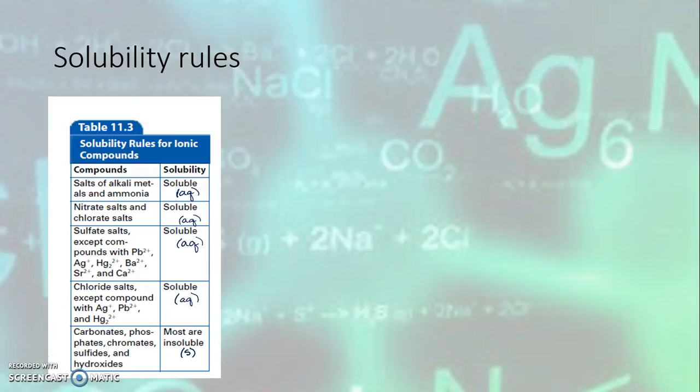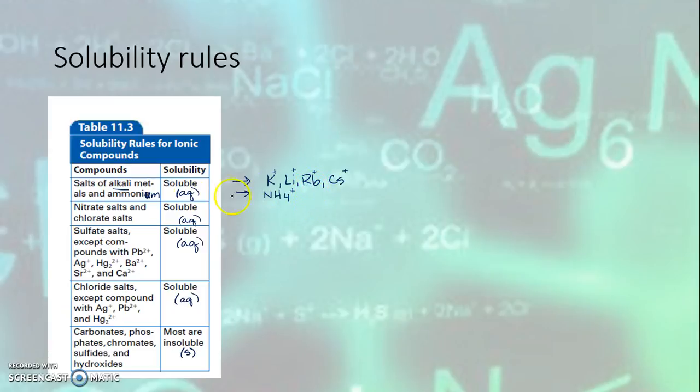All right. Anytime you have an alkali metal, so it's a group 1 metal, and this should say ammonium, not ammonia. Anytime you have an alkali metal and ammonium, it's going to be soluble. So an alkali metal would be potassium, lithium, rubidium, cesium, right? Or ammonium. So anytime you see any of those at the beginning of a formula, it's going to be soluble.